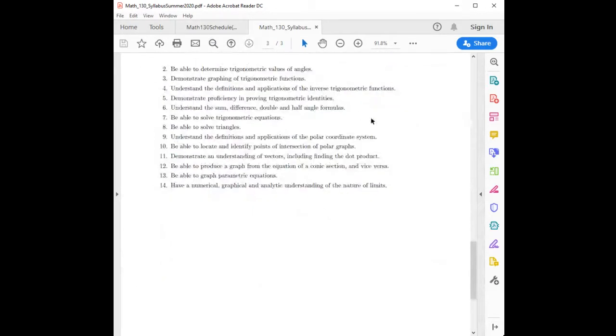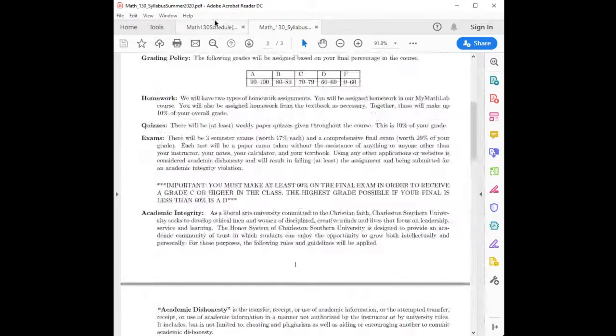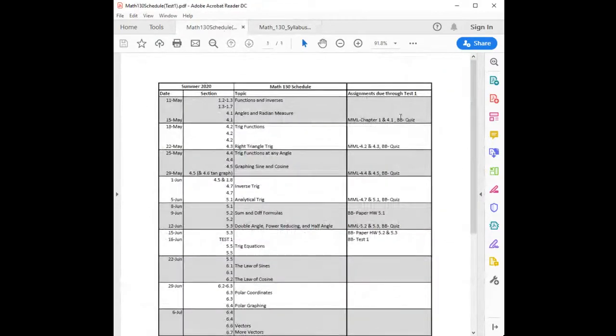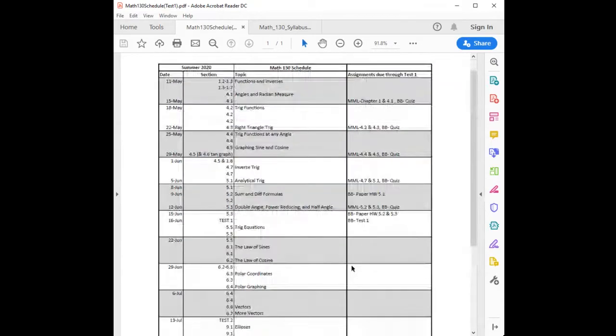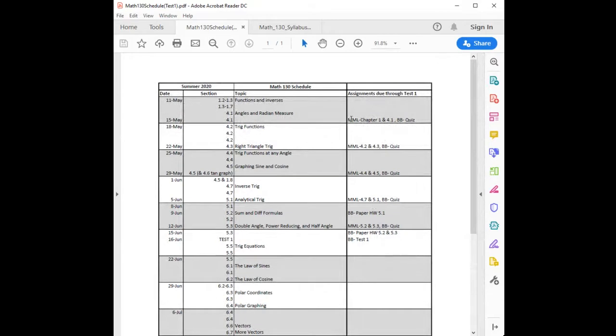Okay, and then if you have any questions about the syllabus, email me. The schedule, I'm making all this stuff from scratch, so I'm only through test 1 stuff, but as we move into the course, I'll update this and you'll have more information. But I've laid out how we're going to do the course.